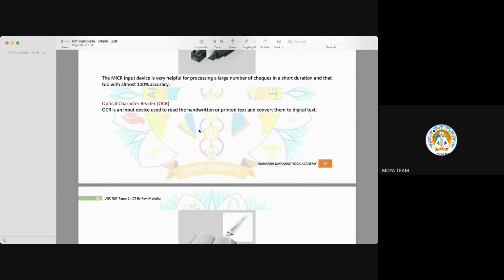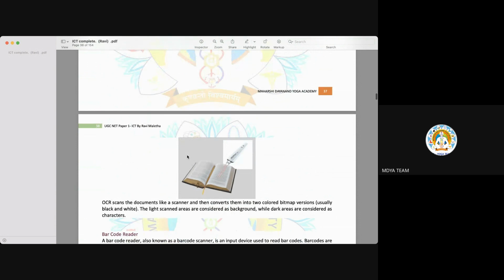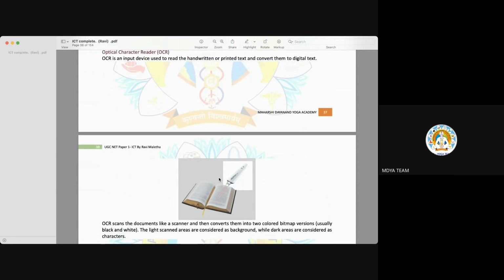Then OCR. OCR is optical character reader. Optical character readers are used to read handwritten or printed text and convert it into digital text. Like in this example, some characters are written and they are scanning. They use light for the processing.